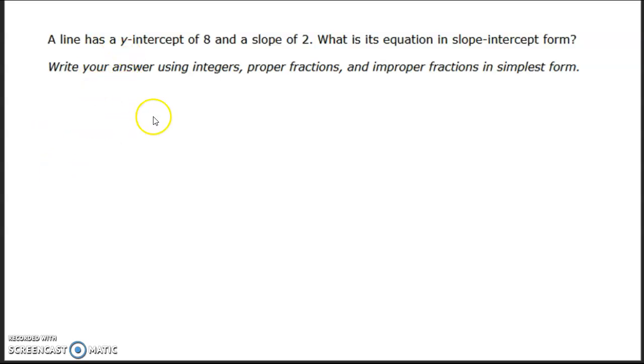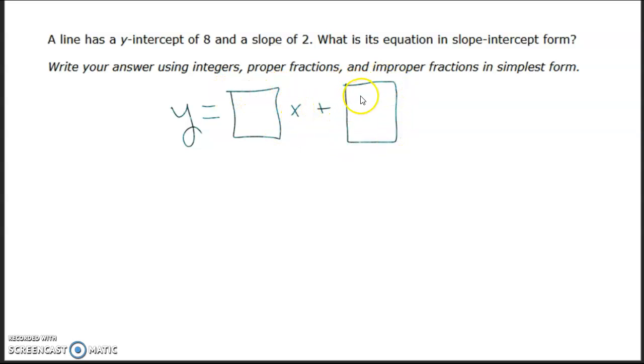The thing to know when it comes to y equals mx plus b is we have y, we are going to fill in the m, and we're going to fill in the b. Those are really the two things that we need. So let's look at what it gave us. The y-intercept of 8. The first thing we have to know is the y-intercept is what letter? That letter is b. So the y-intercept is going to go here.